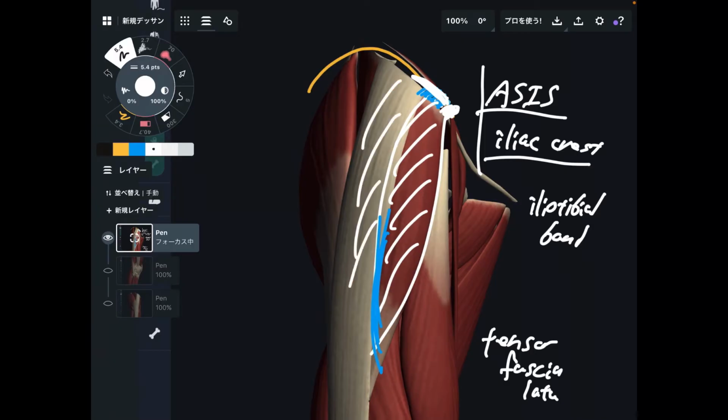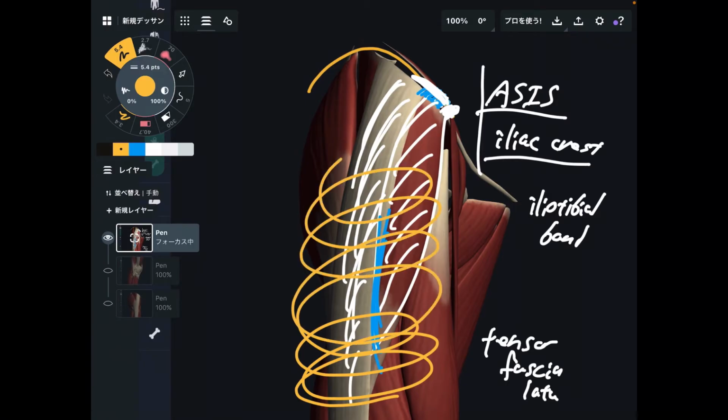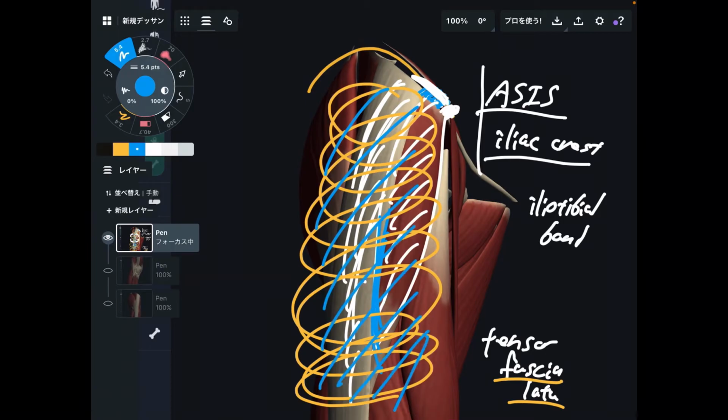The iliotibial band is myofascia on the thigh. Actually, this fascia is the thickest part of the thigh fascia. Thigh fascia covers the thigh like a stocking. It's like a sock of the lower extremity. Tensor fascia lata. Fascia lata is the fascia of the thigh. So fascia lata means the whole fascia of the thigh. The iliotibial band is the thickest part in fascia lata. Okay? Tensor fascia lata attaches to the iliotibial band.